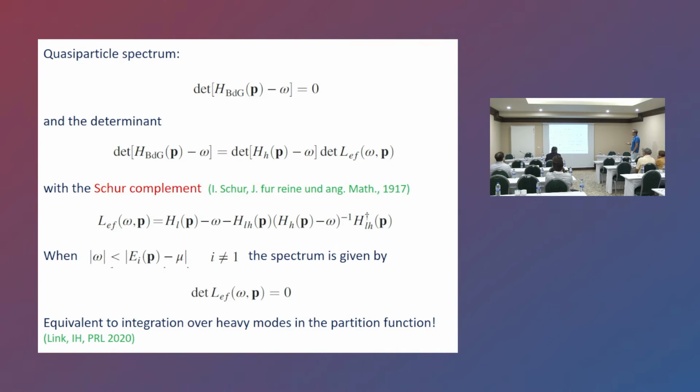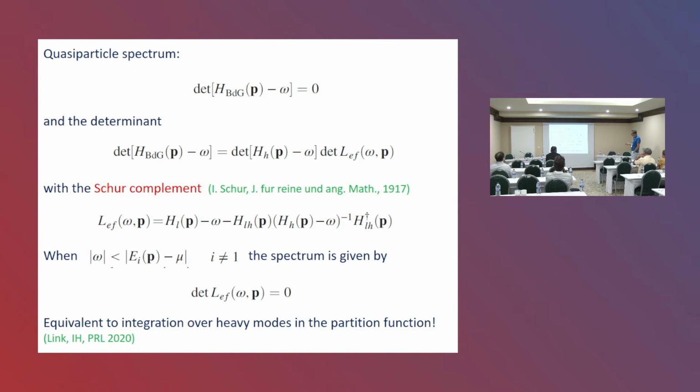So you can write this determinant using the so-called Schur's complement, which is a very useful trick that Isaac Schur figured out almost more than 100 years ago. And it's often used in electrical engineering, for example. You can rewrite this determinant as the product of 2 other determinants, where one involves only the heavy states, and the other involves something that you could call effective Lagrangian.